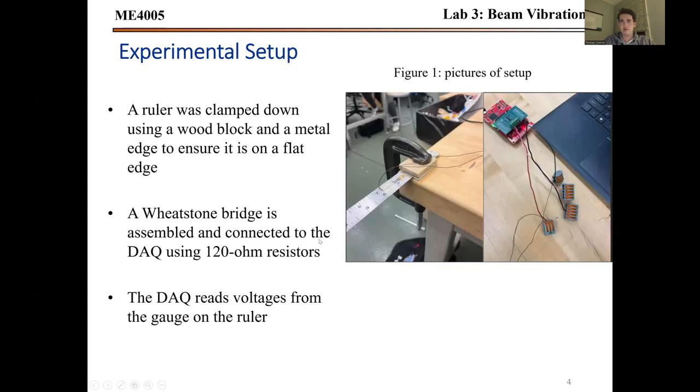Okay, the experimental setup, first shown in figure one. We have a ruler clamped down using a wood block and a metal edge to ensure that it's flat and not ruining the data, from a student on the lab bench. We also have a Wheatstone bridge that is assembled on the right using 120 ohm resistors connected to a gauge and the DAC. The DAC reads voltages from a gauge on the ruler.